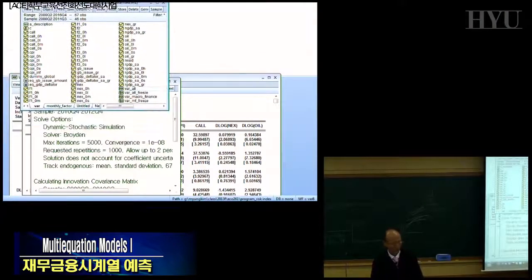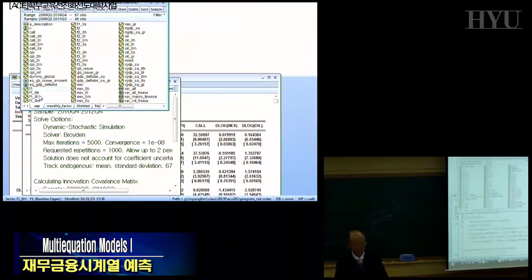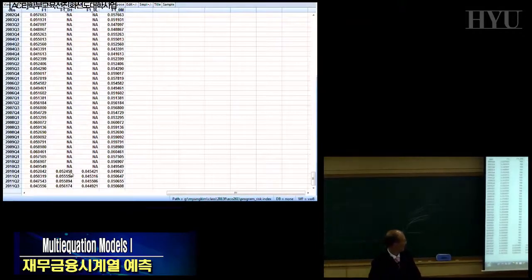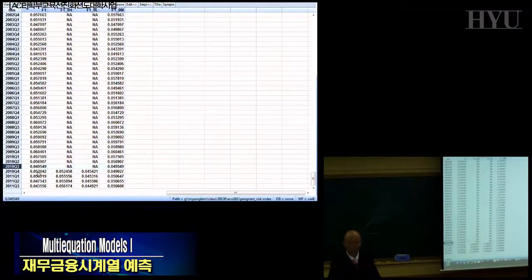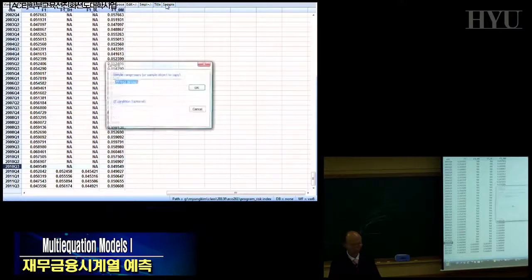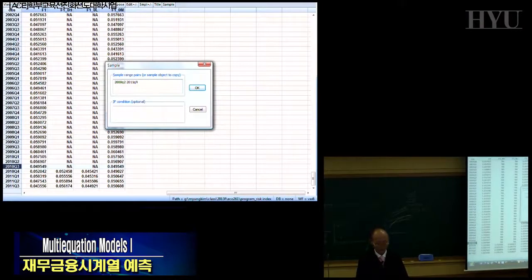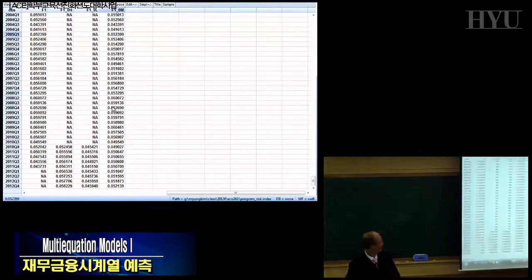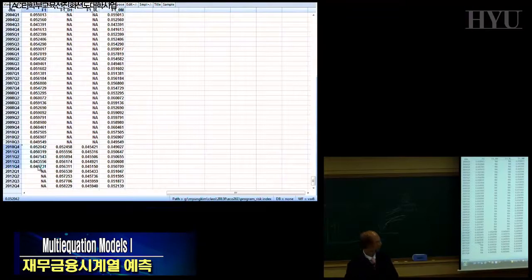Let's check this output. So level first. F1, upper, lower, and median. Those four. Okay. So up to the third quarter of 2010, that's in sample, and this is out of sample, right? And our sample could be up to 12, right? So these are out of sample, historical, and this is your median forecast and upper and lower bound.